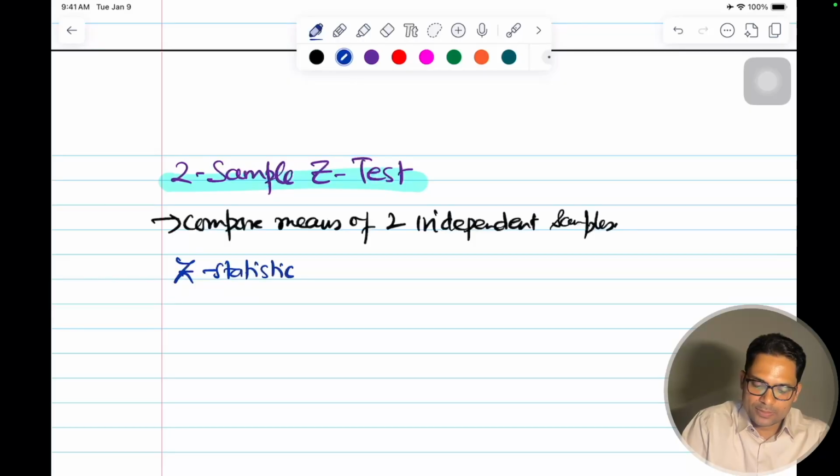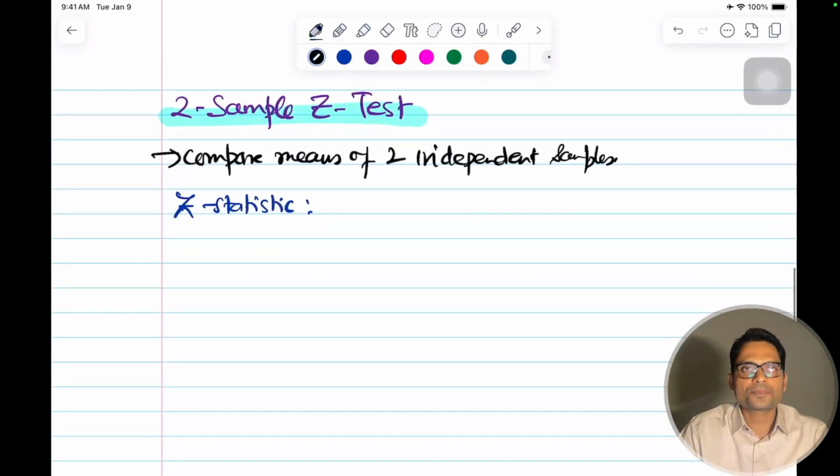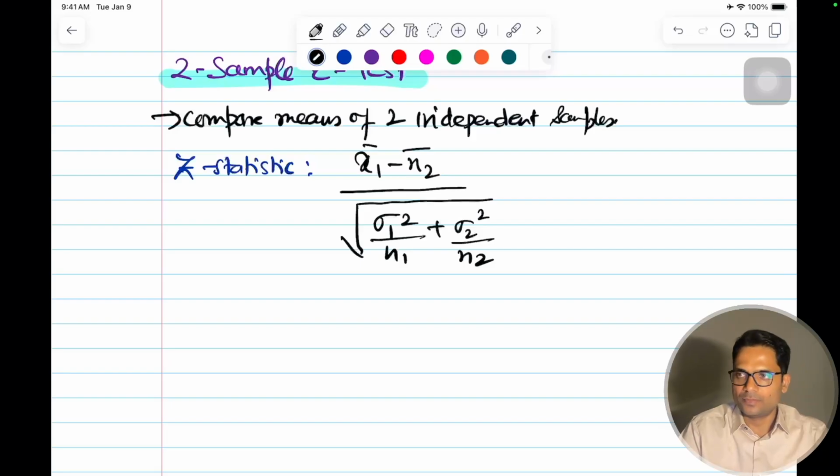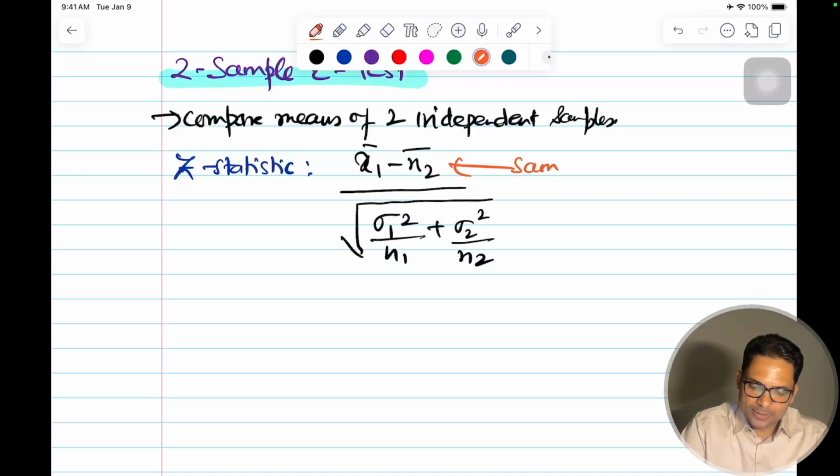Okay, and the statistic associated with this would be, this is two sample, so what will be the test statistic? Again, the difference of the two sample means, x1 bar minus x2 bar, divided by standard deviation in some form. So this will be the square root of sigma1 square by n1 plus sigma2 square by n2. These are your sample means, and then we standardize it.